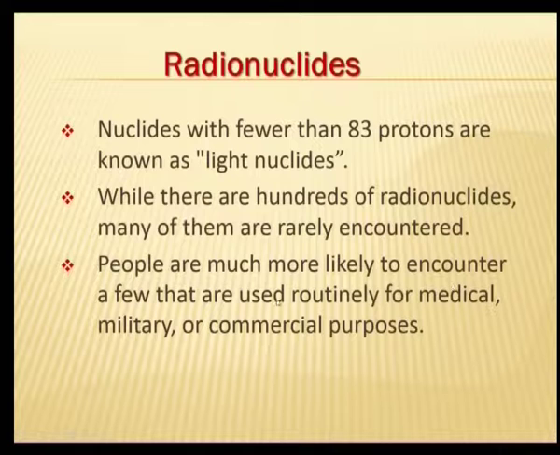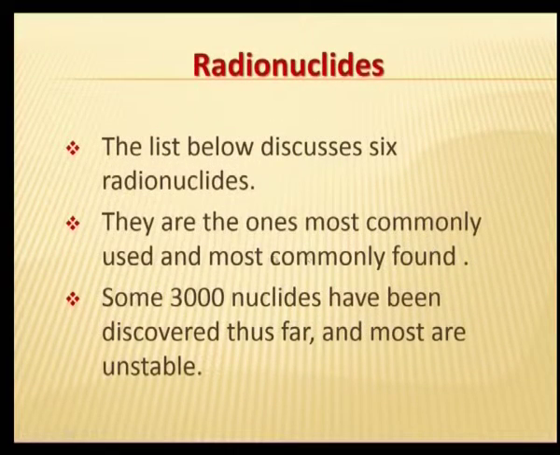While there are hundreds of radionuclides, many of them are rarely encountered. People are much more likely to encounter a few that are used routinely for medical, military or commercial purposes. So, the radionuclides have a lot of applications. The list below discusses 6 radionuclides. They are the ones most commonly used and most commonly found. Some 3000 nuclides have been discovered thus far, and most of them are unstable.